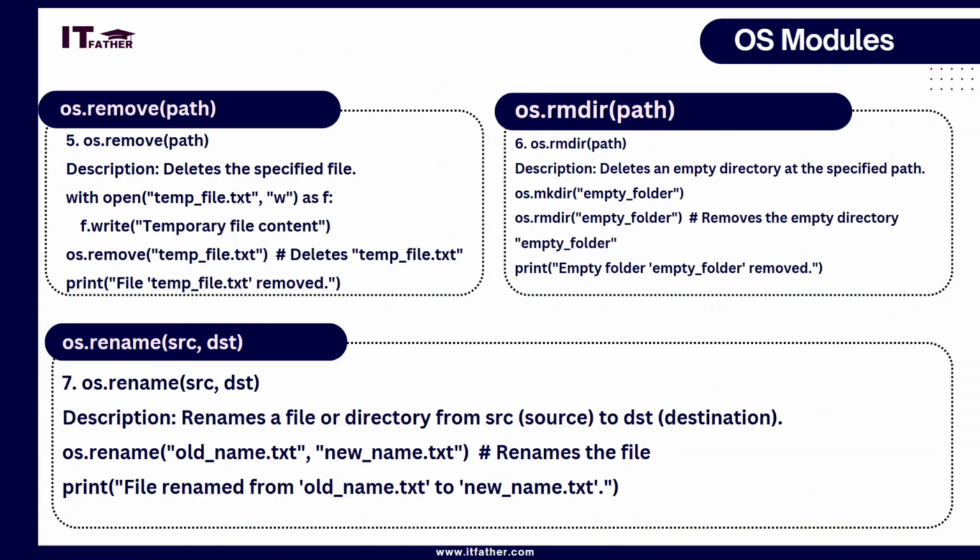Now we have the next method, remove. If you want to remove any file, then we can use the remove function. It deletes the specified file. Not a folder, it will remove a file. And if you want to remove any folder from the specified location, then we have rmdir. So let us try one by one.